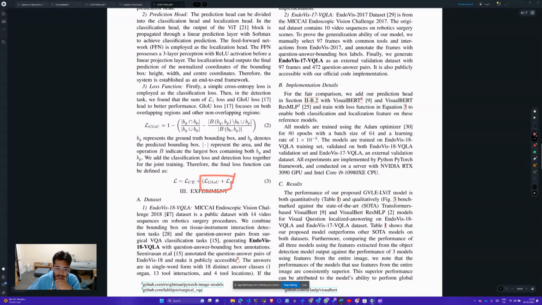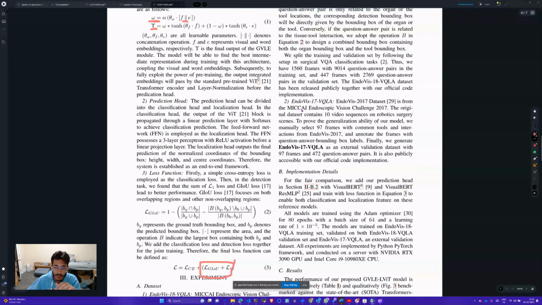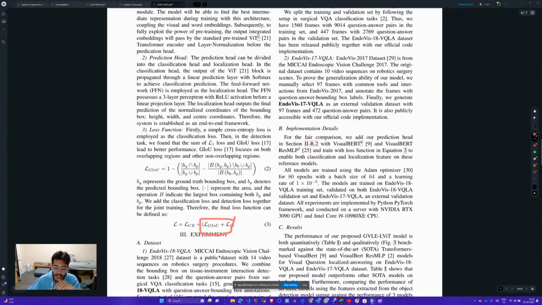Again, the data set here is EndoVis 18 VQLA and EndoVis 17 VQLA. Basically, these are MICCAI endoscopic vision challenges from 2017 and 2018, and they have described the data set. They have annotated the frames with question, answer and bounding box themselves, and they have published it online on GitHub. So that's how we can use this.